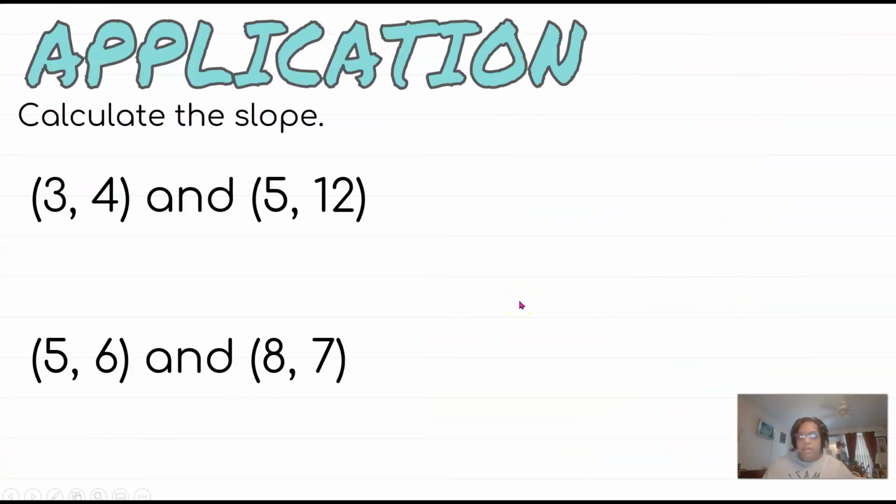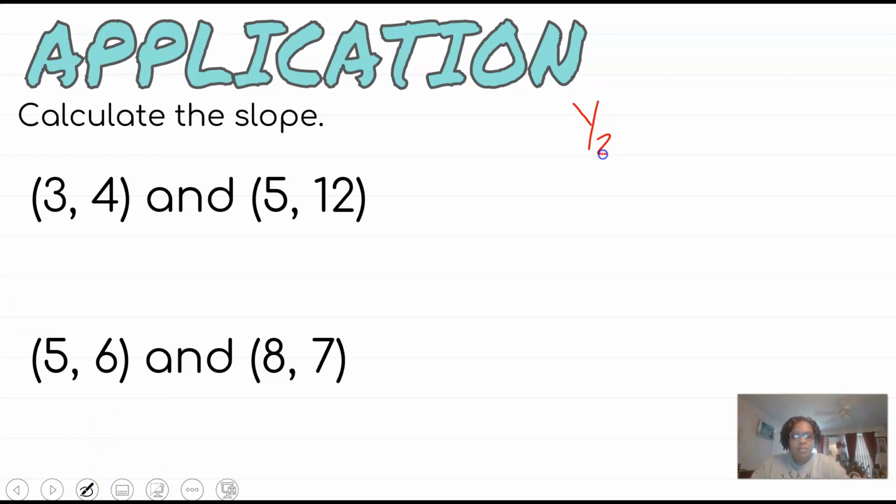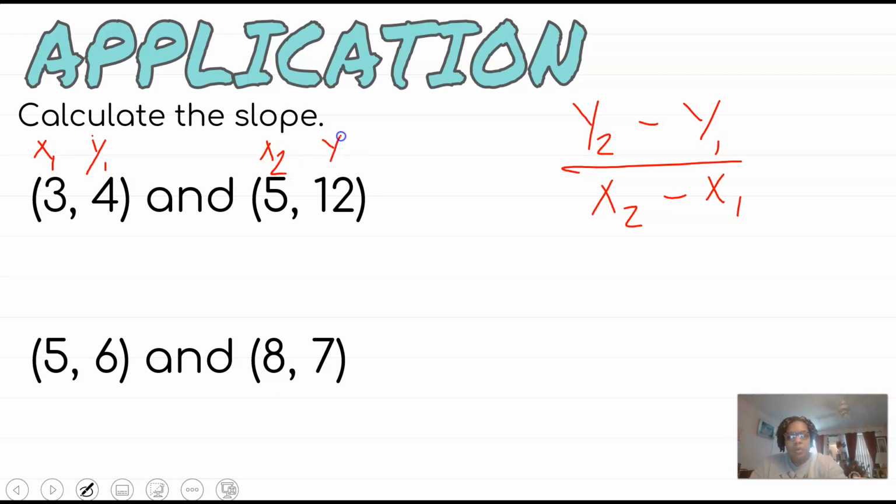So just to apply a little bit of what we just saw, don't forget that the slope formula is y2 minus y1 over x2 minus x1. Sometimes it's easier to label your ordered pairs so that you're not confused. The first ordered pair is x1 and y1, and the second ordered pair is x2 and y2.